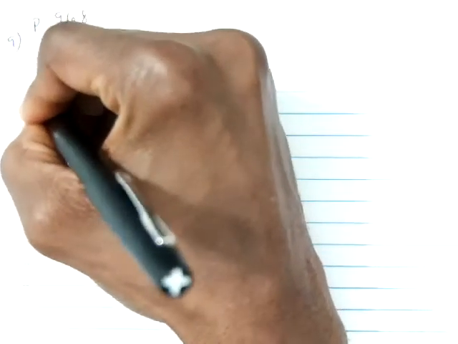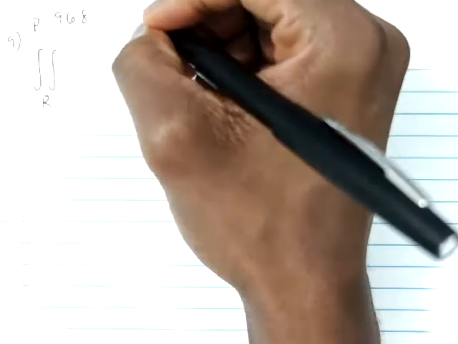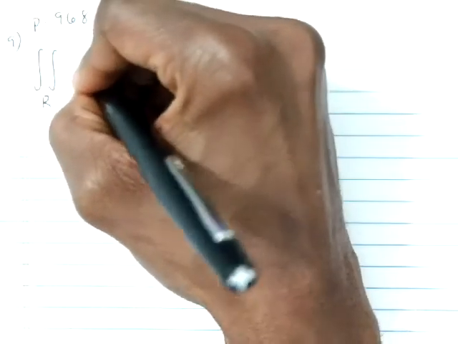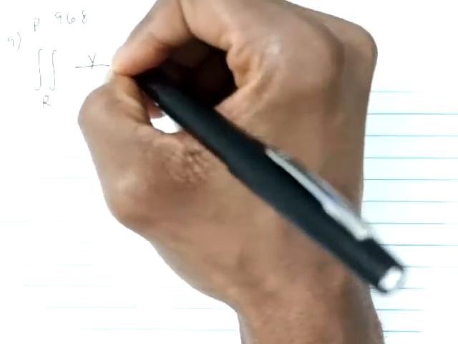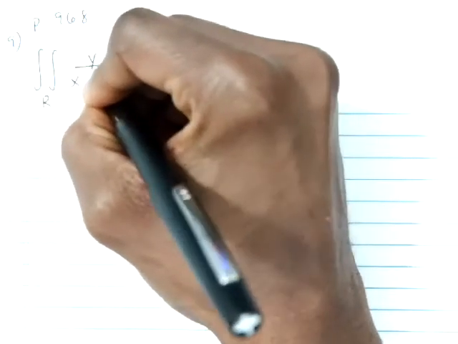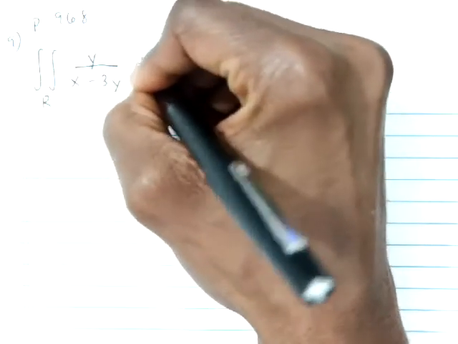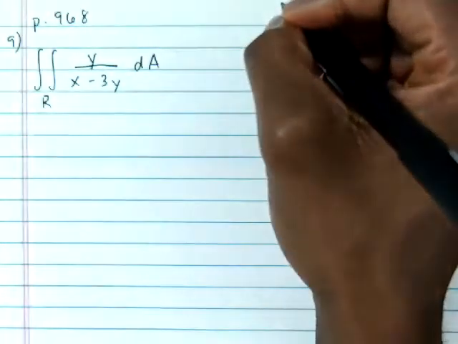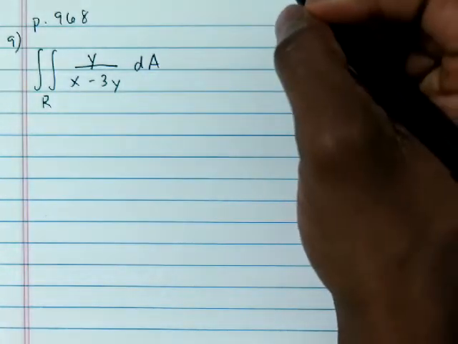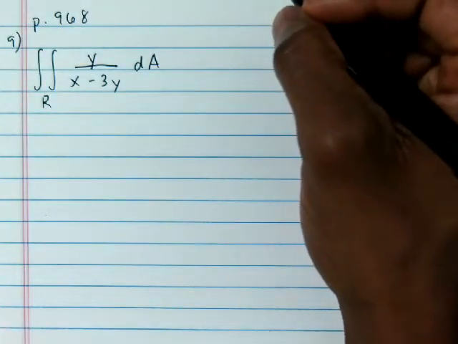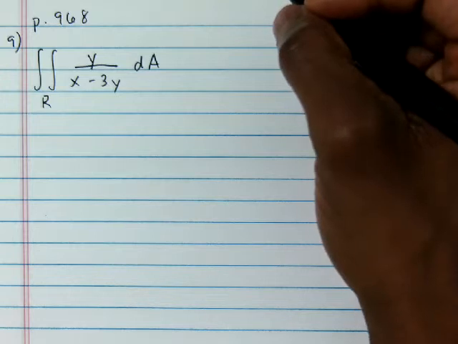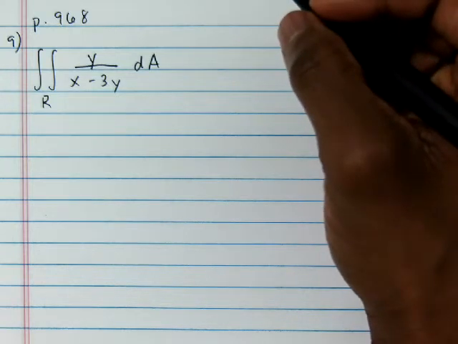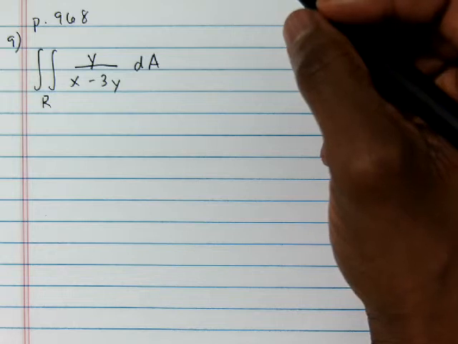So this is the double integral over R of y over x minus 3y dA, where R is the region bounded by the lines y equals 1, y equals 1/4 x, and x minus 3y equals e, and then they give us the transformation.